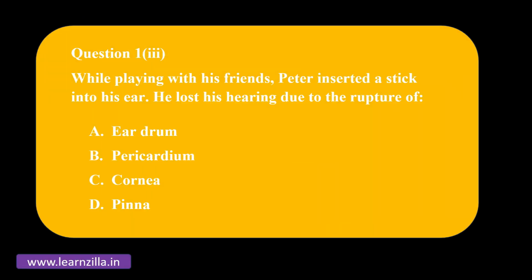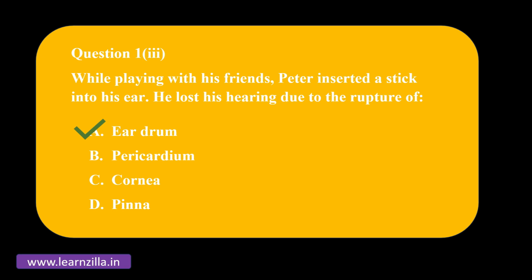The next question is, while playing with his friends, Peter inserted a stick into his ear. He lost his hearing due to the rupture of which of the following? Option A, eardrum. Option B, pericardium. Option C, cornea. Option D, pinna. Which one of it do you think is the right answer? Yes, eardrum or tympanum. If there is damage to the eardrum, then the person may lose his hearing, right?